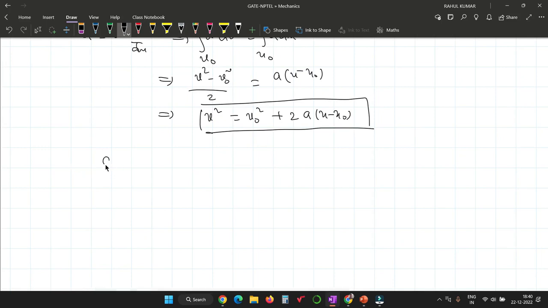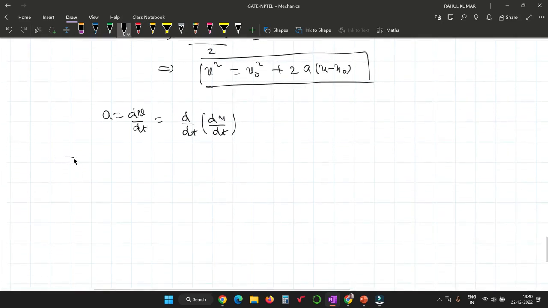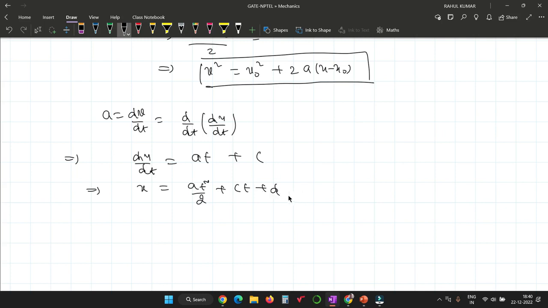As you know, a equal to dv by dt, and v can be written as dx by dt. So now integrating both sides, what will you get? dx by dt equal to what? at plus c. Now integrating one more time, what will you get? x equal to at square by 2 plus ct plus d.